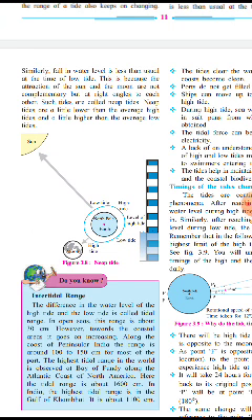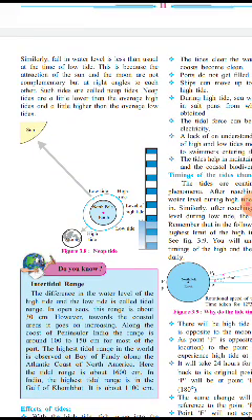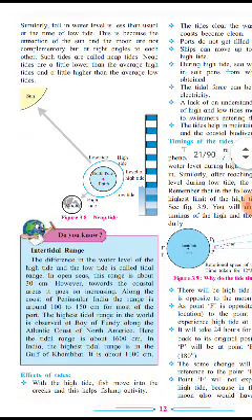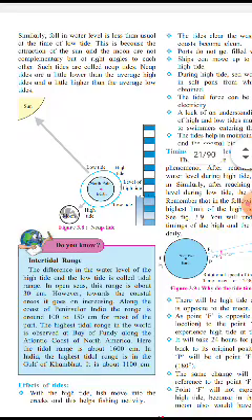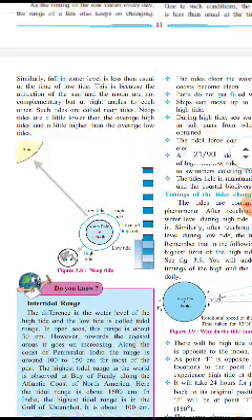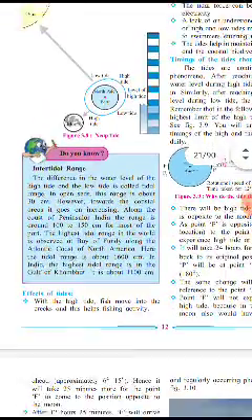Similarly, the fall in water level is less than usual at the time of low tide, and this is because the attractions of the sun and the moon are not complementary but at right angles to each other, and such tides are called neap tides. Neap tides are a little lower than the average high tides and a little higher than the average low tides. Okay, so we will learn two types of tides, and those are spring tide and neap tide.